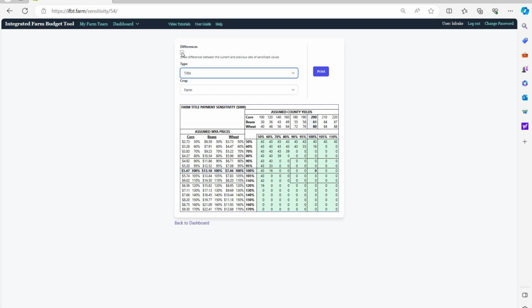If you want to see the differences between ARC-CO and PLC, you can see that ARC-CO pays more in these scenarios, PLC pays more in these scenarios. Probably the margin favors ARC-CO, but again, not a terribly critical decision because they're both pretty far out of the money for the 2023 crop year.